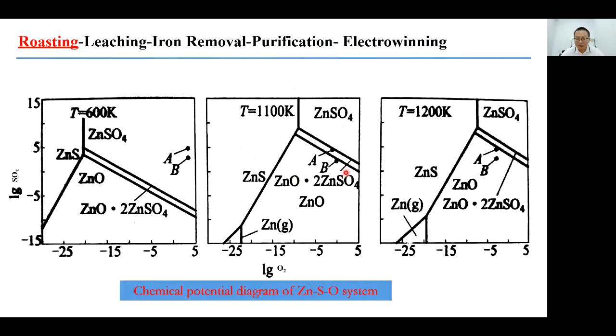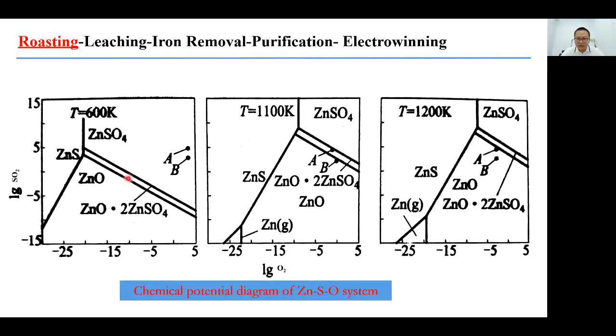But because of the loss of some acid in practice, there are always small amounts of zinc oxide and zinc sulfate compounds in the roasting product. To get the acid balance recovered, we add or supply some sulfate ions into the system.